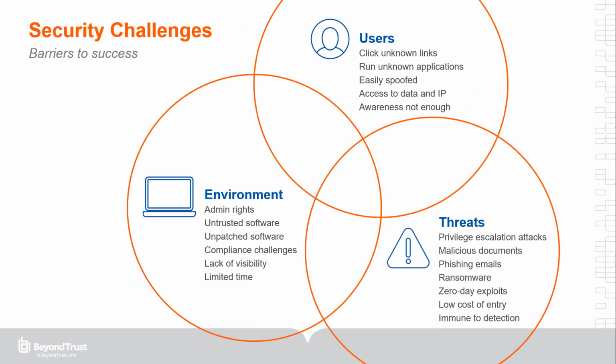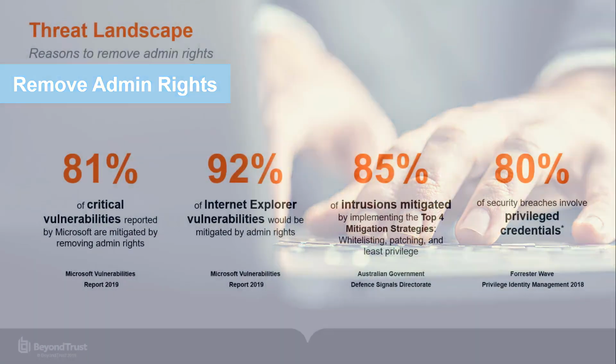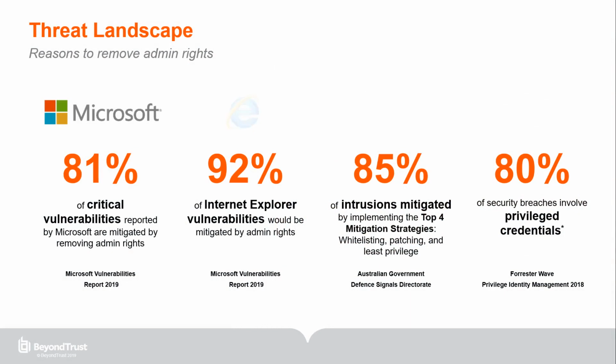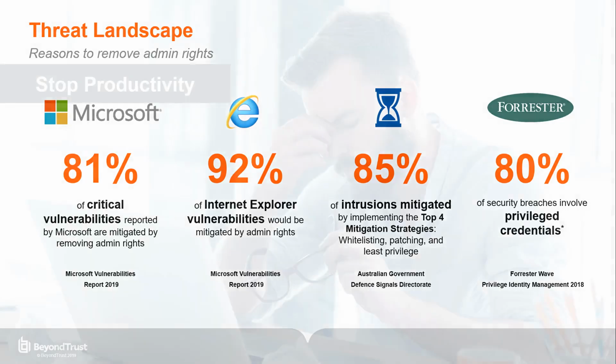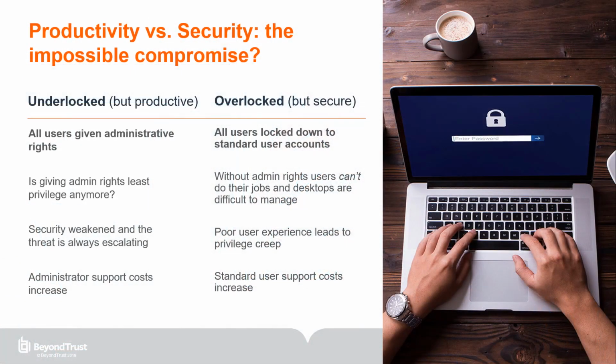Fortunately, there's a straightforward solution to most of these security challenges. Simply remove admin rights. Study after study shows that implementing least privilege by removing local admin rights is a key way to eliminate critical vulnerabilities and stop threats before they start. There's only one problem. How do you take away admin rights without seriously hindering user productivity or overwhelming the service desk with tickets related to user privileges?